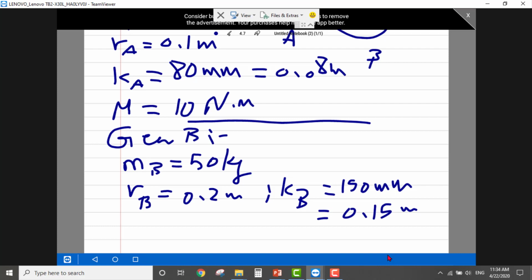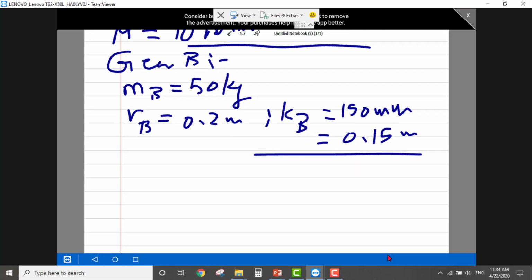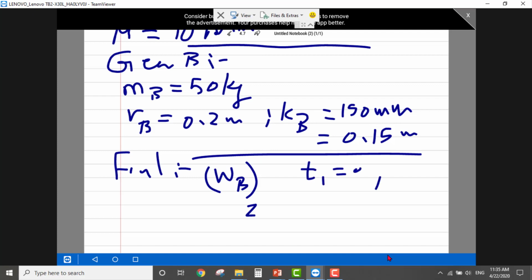Okay. Now we need to find omega, the angular velocity of gear B, omega B2, after 5 seconds. So this is at state 2. State 1, T1, is equal to 0, while state 2 is equal to 5 seconds. Velocity 1 is 0 because it's mentioned that it starts from rest, and V2 is unknown.